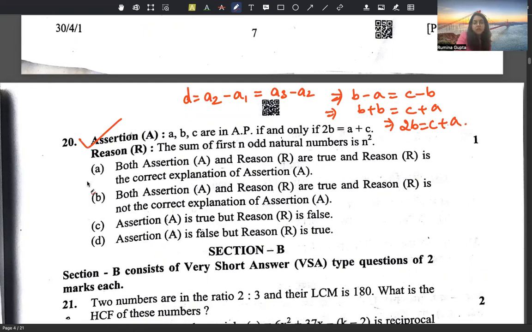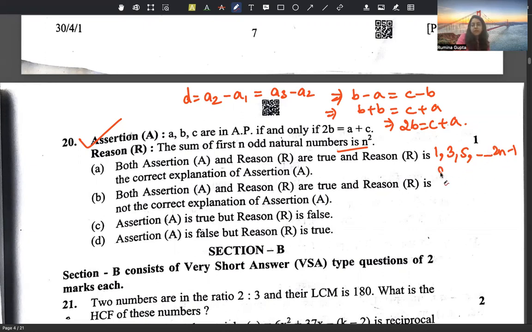Great. Reason: the sum of first n odd natural numbers is n square. So for this you could adopt a method. As I know, the odd numbers are 1, 3, 5, and the last term is going to be 2n minus 1. Now everyone will think, how is it 2n minus 1? So you can put values anywhere and check. So 2n minus 1, that would be 2 into 2, 4, 4 minus 1 is 3, if I just want to obtain the second term. Third term would be 2 into 3, 6, 6 minus 1 is 5. Similarly you can tally, all terms satisfy 2n minus 1 for odd.